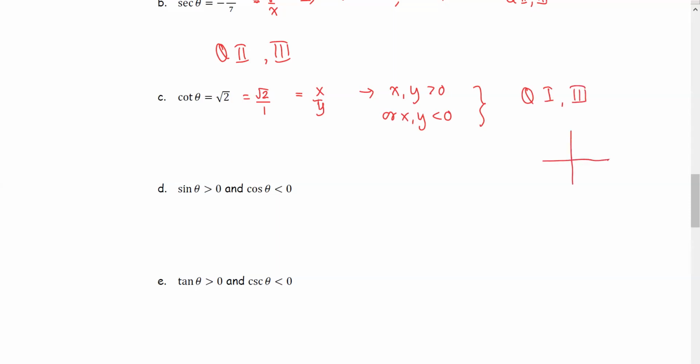If you look at the rectangular coordinate system, in the first quadrant, both of them are positive. In the second quadrant, y is positive, x is negative, but in the third quadrant, both of them are negative.